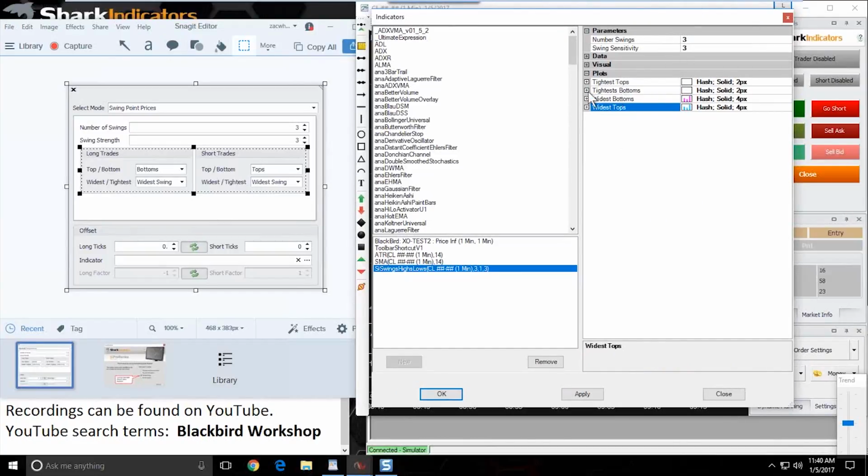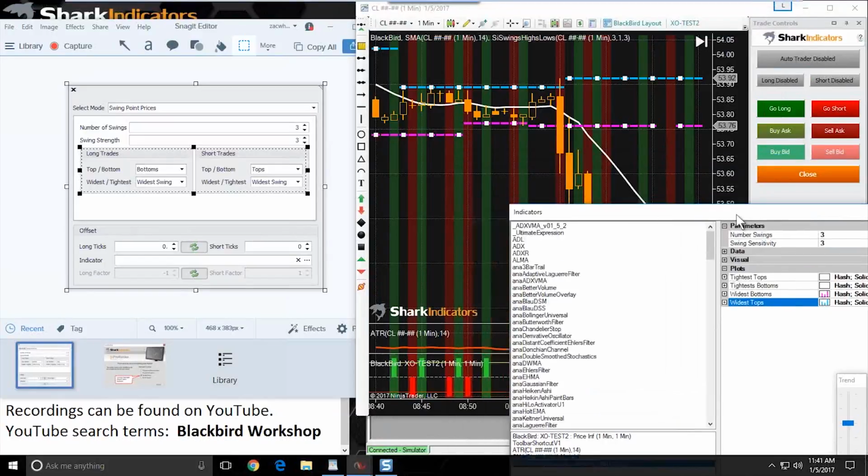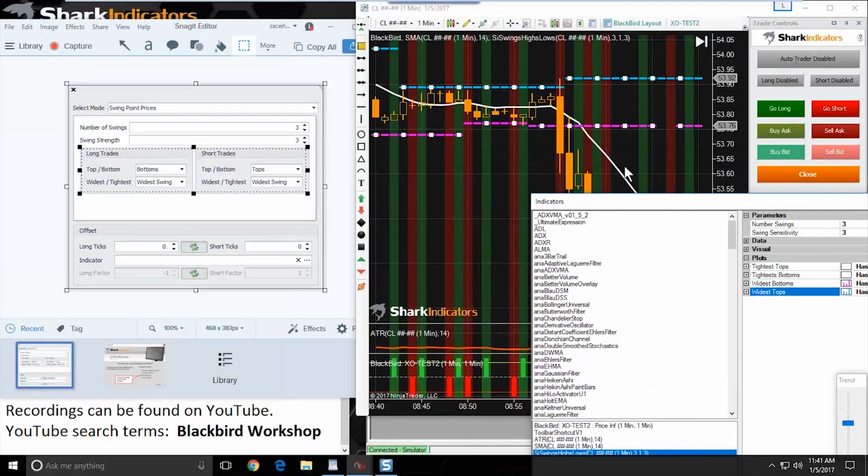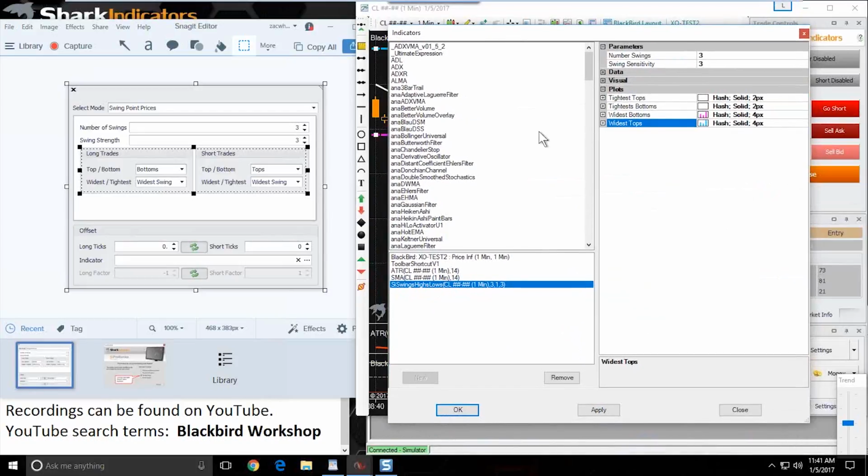So you can see here that I only have the widest plots showing on my chart, right? The tightest plots, I actually have those set to invisible. Yeah, those are set to transparent. So we don't see these two plots on my chart, but the widest plots, we can see those on my chart, right? That's what those hash lines are.